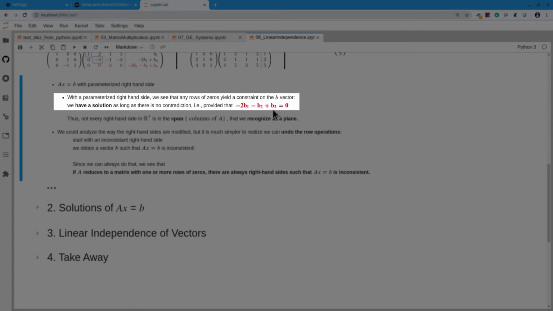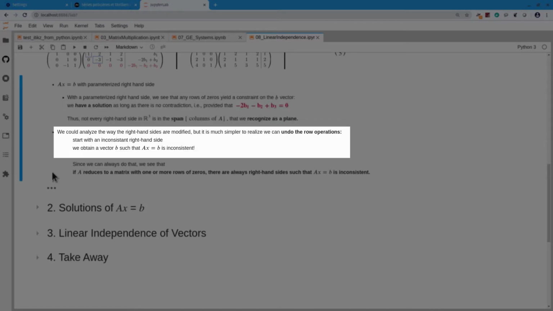Usually you might think of it as minus 2x minus y plus z equals 0. My variables here are called b1, b2, b3. So not every right-hand side is in the span of the columns of A. And that span, in this case, is a plane in 3-space. We also found that if I have a row of zeros, I can always show that there are vectors for which Ax equals b is inconsistent.